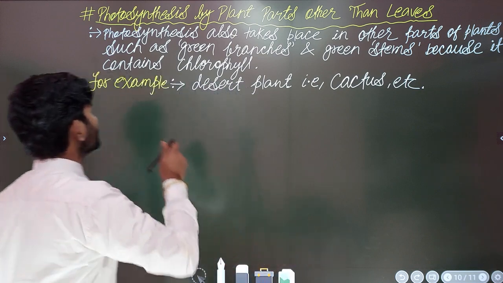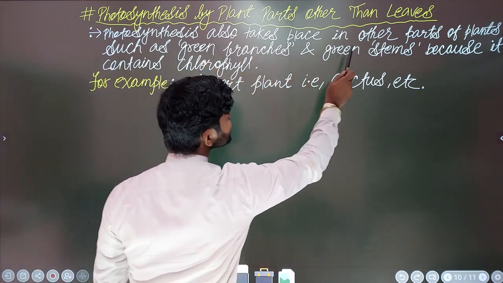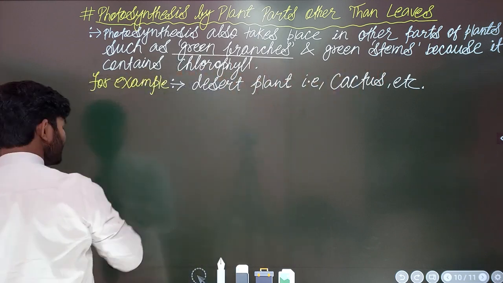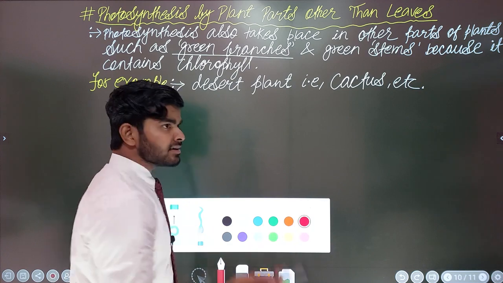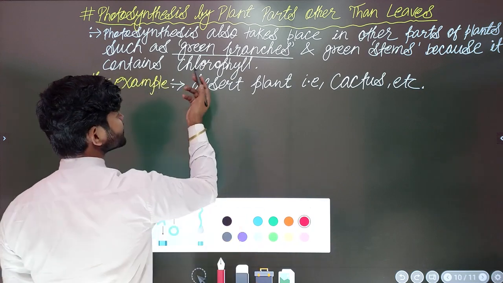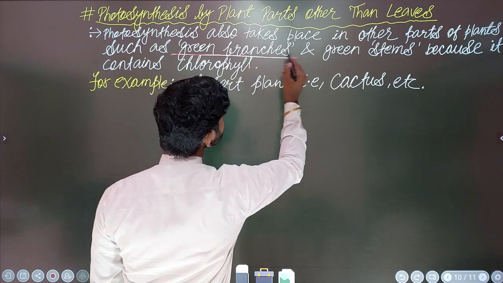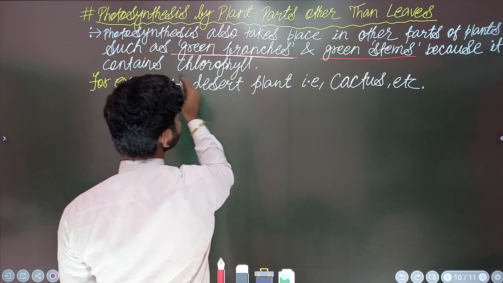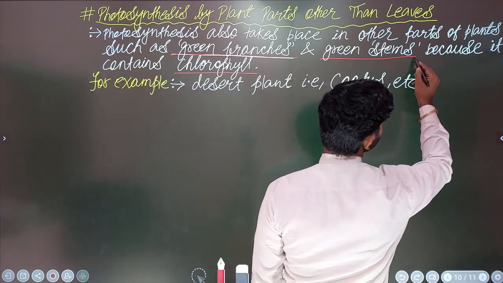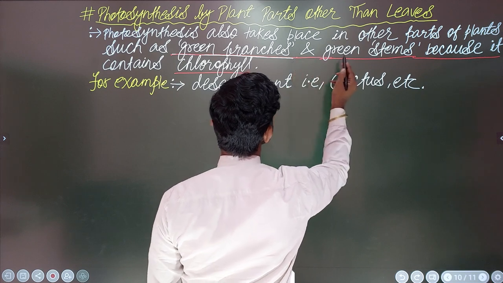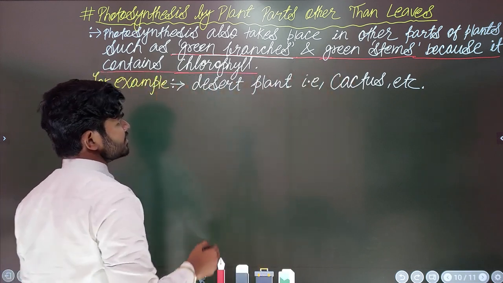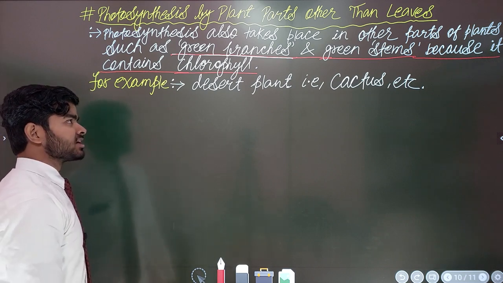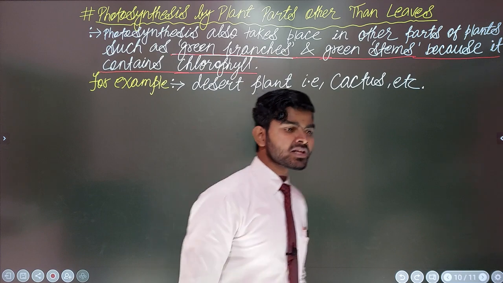Let me explain. Here I have written that photosynthesis also takes place in other parts of plants such as green branches. If green branches are present in the plants or trees, then photosynthesis will take place in these green branches or these green stems. Why? Because they contain chlorophyll. You can give this as the reason for this particular point: because they contain green pigment named chlorophyll.